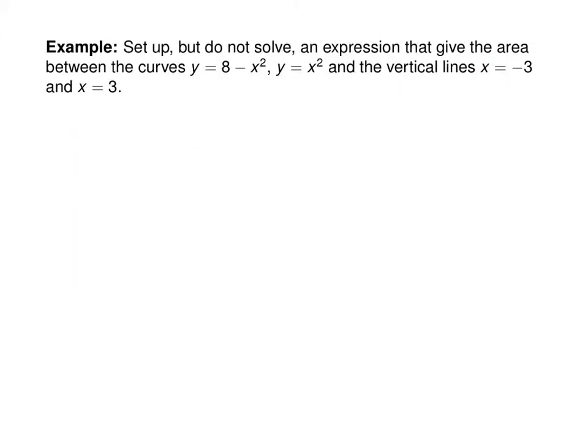Set up, but do not solve, an expression that gives the area between the curves y equals 8 minus x squared, y equals x squared, and the vertical lines x equals 3 and x equals negative 3. So first let's figure out where these curves intersect. So 8 minus x squared equals x squared. So 8 will equal 2x squared. 4 is equal to x squared. So these curves intersect at x equals plus or minus 2.